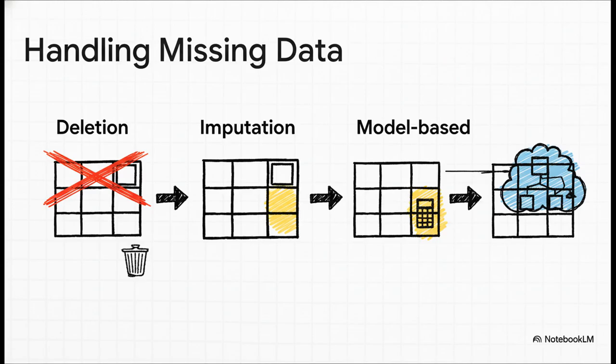Well, you've got a few options, but each one's a trade-off. The easiest thing to do is just deletion. If a row's missing a value, you just get rid of the whole row. But here's the catch. You're also throwing away all the other information in that row, which isn't great. If you can't afford to lose it, you can try imputation. That's a fancy word for filling in the blank with a good guess, like the average value for that whole column. Or you could use a more advanced model like a decision tree that's actually smart enough to just work around the missing pieces on its own.